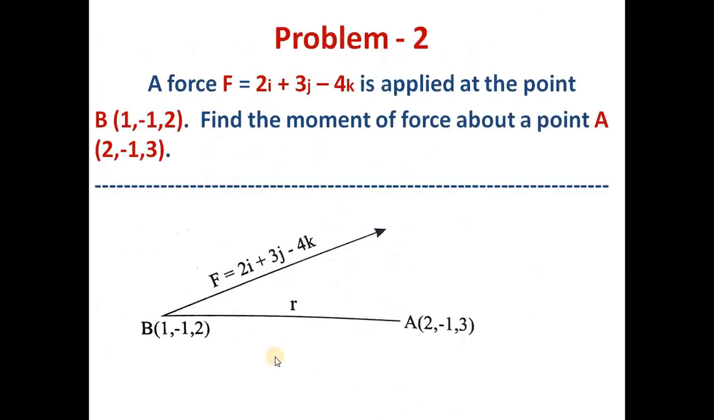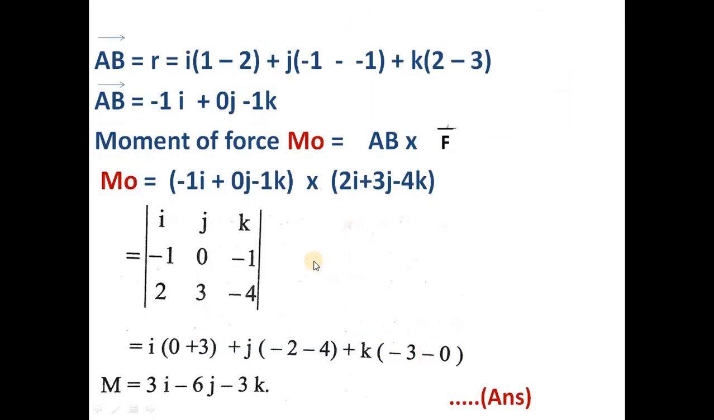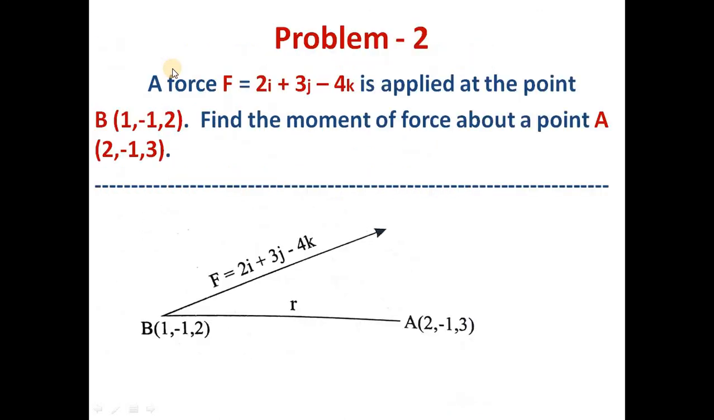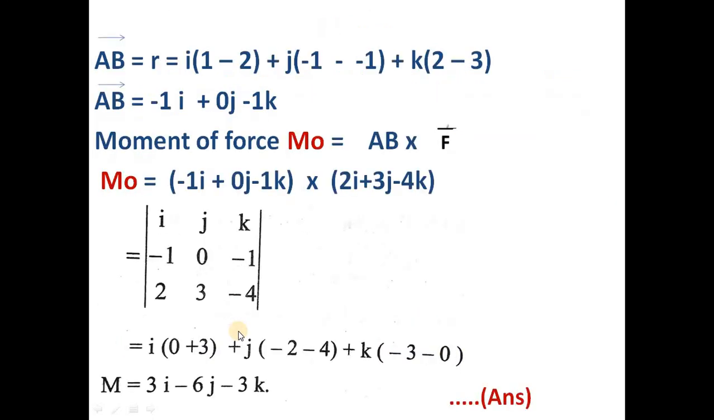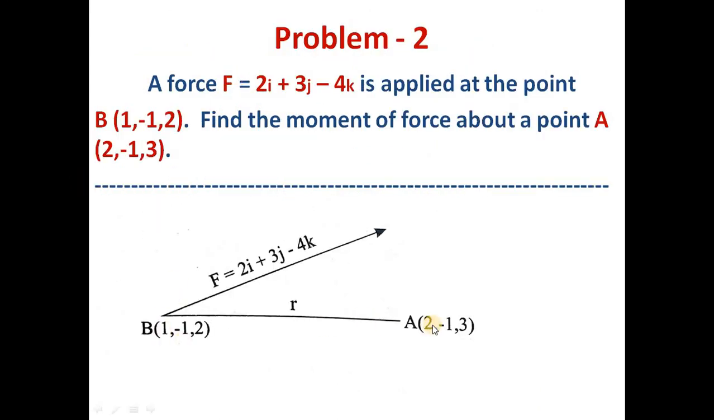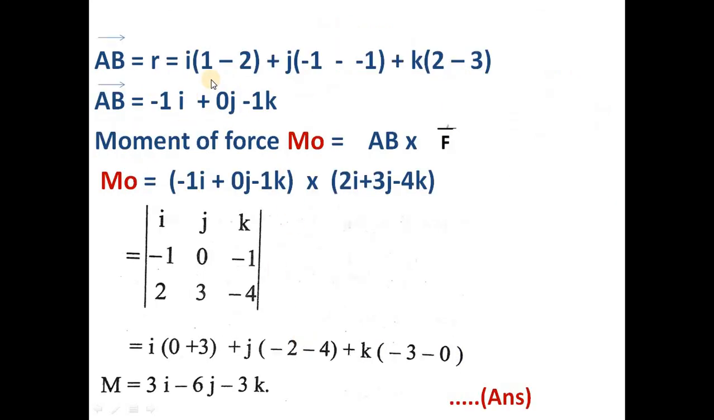First of all, we are finding the vector AB. Vector AB, that can be taken as r, equals the vector difference. AB means the coefficient of i of B minus the coefficient of i of A. The coefficient of i of B is 1, of A is 2, so 1 minus 2. So i into (1 minus 2), plus then for j, look at the difference of the coefficients of j.